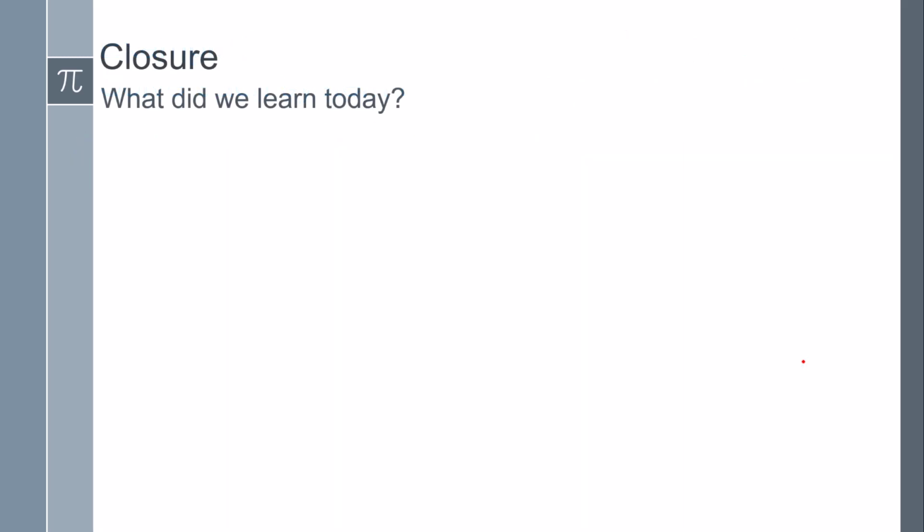So what did we learn today? We learned how to find the system of non-linear equations, and we used the substitution method to do it.